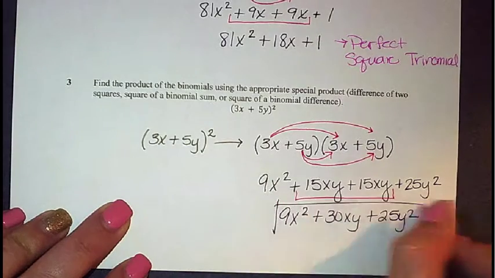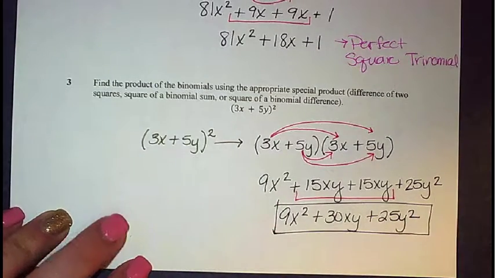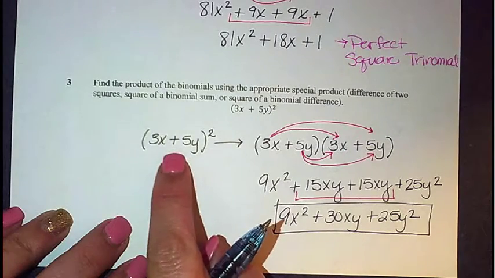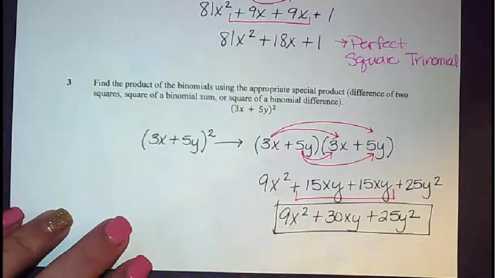Again, this is going to be our answer, and that's another example of that perfect square trinomial because we're taking the exact same parentheses and multiplying it times itself.